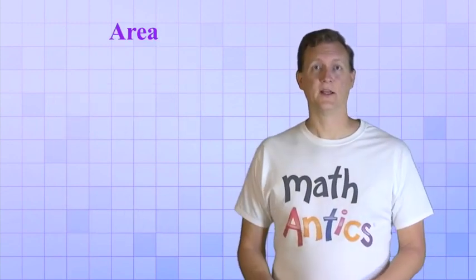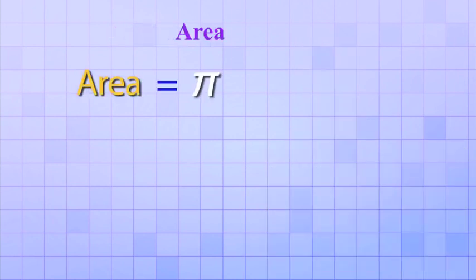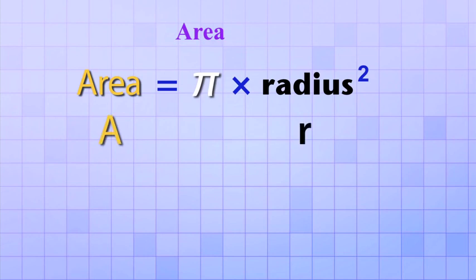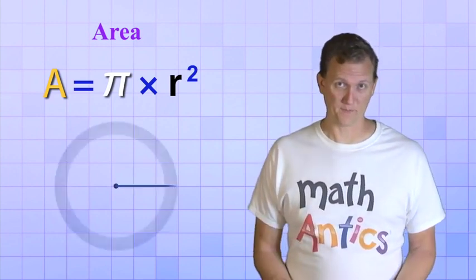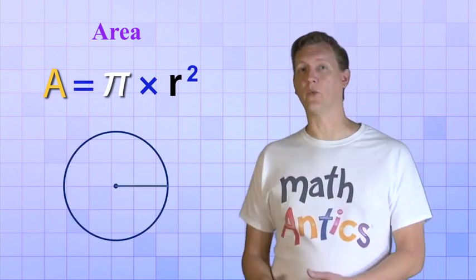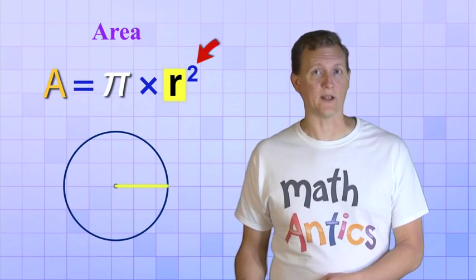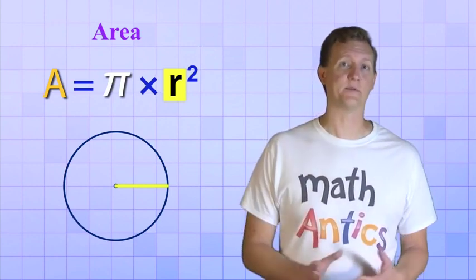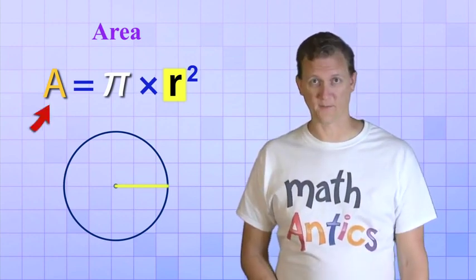The formula for finding the area of a circle is area equals pi times radius squared. Again, we can use abbreviations to make it shorter. A for area and R for radius. Now this is a pretty simple formula too. It tells us that if we know the radius, we just have to square it and then multiply that times pi to get the area.